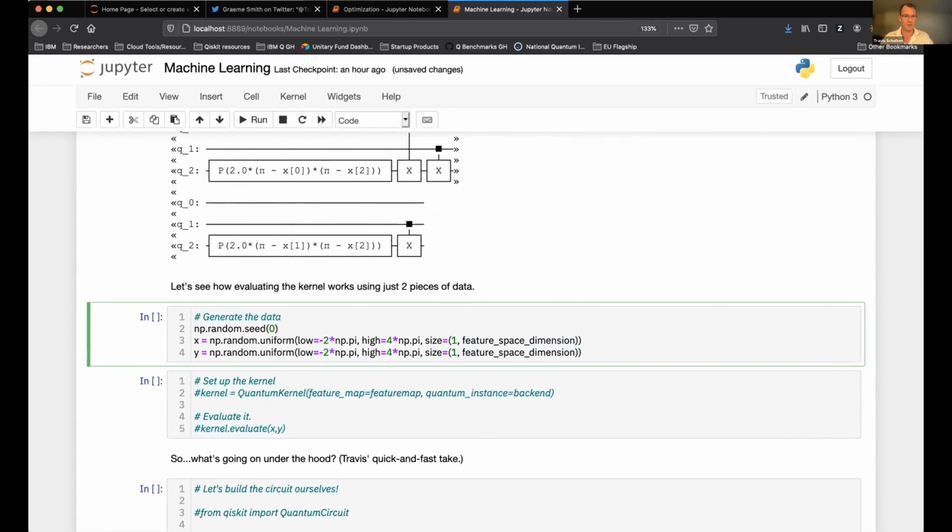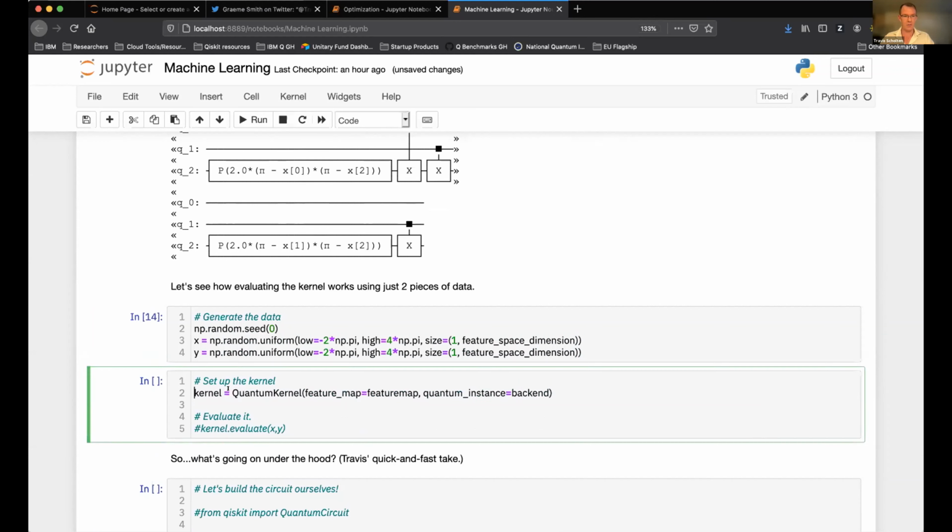I just picked them because why not? Okay. And now what's really cool here is, suppose that I wanted to compute my quantum kernel with that feature map on this data set. How do I do it? Well, all I need to do is instantiate the quantum kernel object with my feature map.